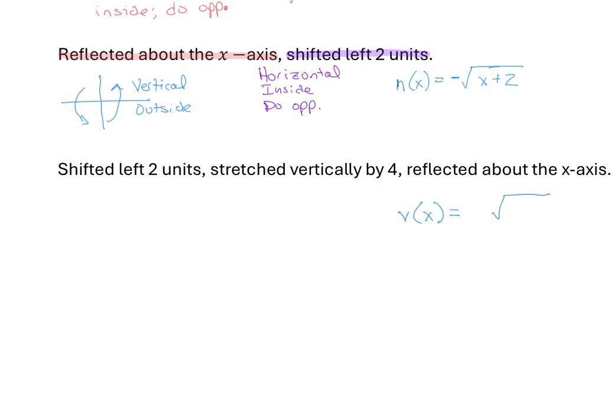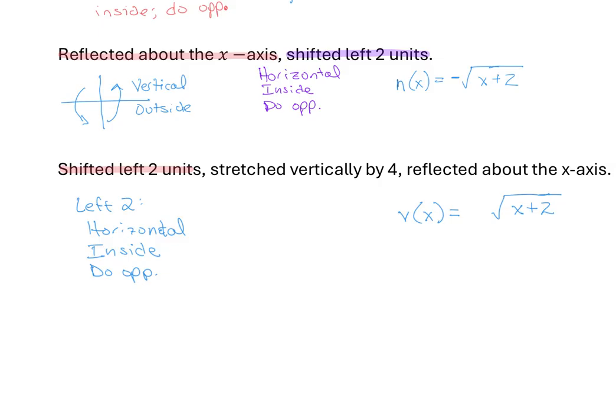So we are going to start with shifted left 2 units. This is horizontal. It is going to be inside. And it is going to be do the opposite. So because left 2 means I want to subtract 2, we are going to go ahead and make this a plus 2 inside my square root.